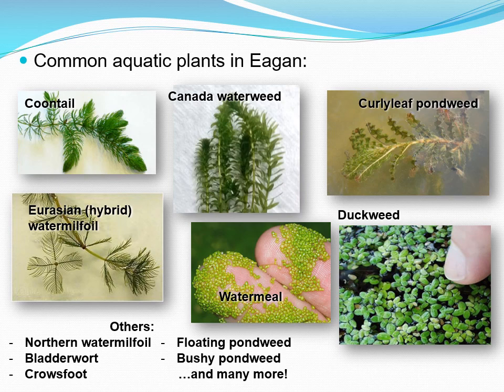Eurasian water milfoil, or hybrid Eurasian water milfoil. There's also water meal that would float, and it feels like cornmeal in your hand. And then there's duckweed, which is a very small plant that floats and has little roots coming off. There are, of course, so many more plants. There's too many to list, but I feel like these are the ones that I see the most as I'm going around throughout the ponds in Egan.